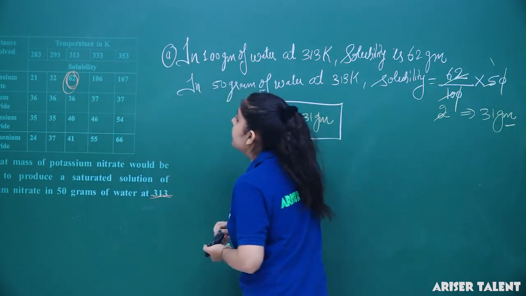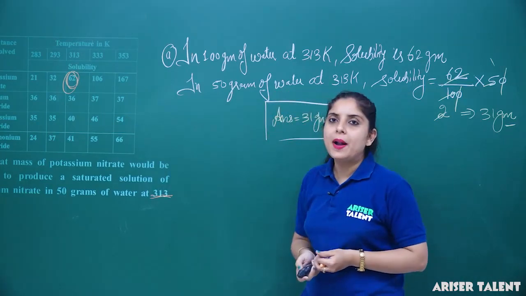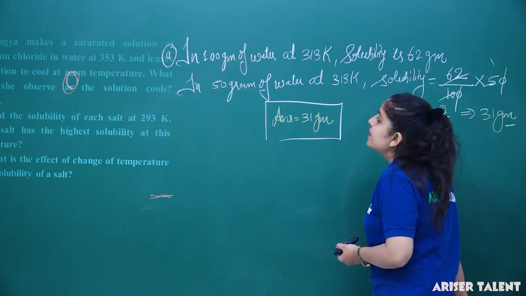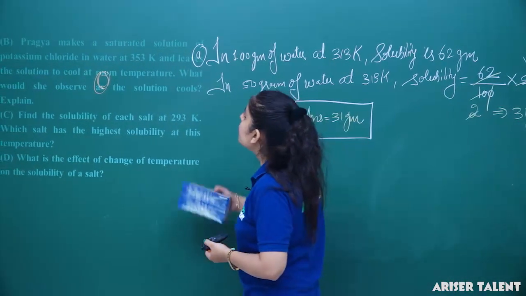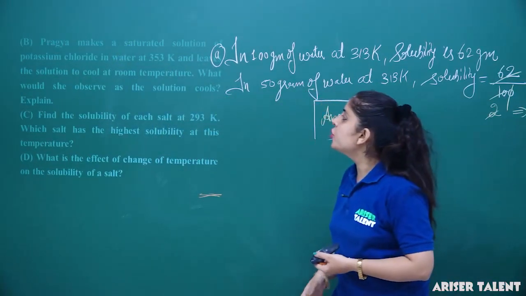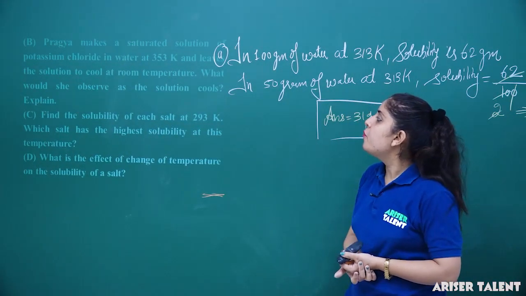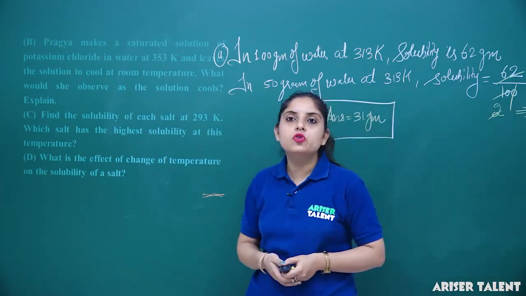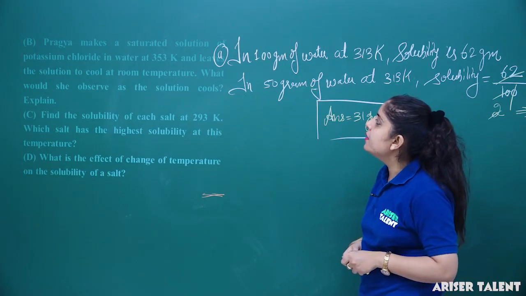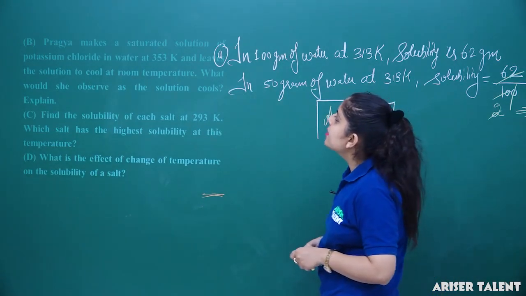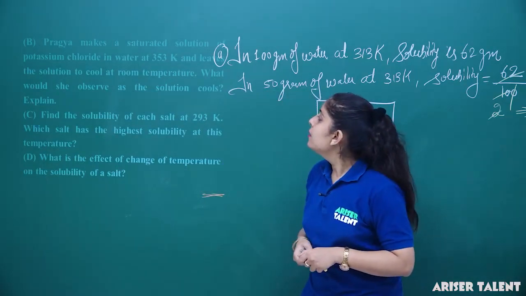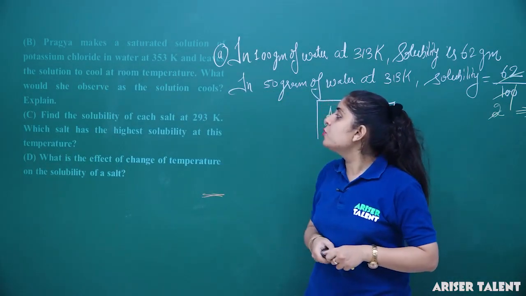Clear? Now let's move forward to part number B. Pragya makes a saturated solution of potassium chloride in water at 353 Kelvin and leaves the solution to cool at room temperature. What would she observe as the solution cools? Okay, so let's see at 353 Kelvin what she is doing. She is having a solution of potassium chloride in water, and what would she observe as the solution cools?